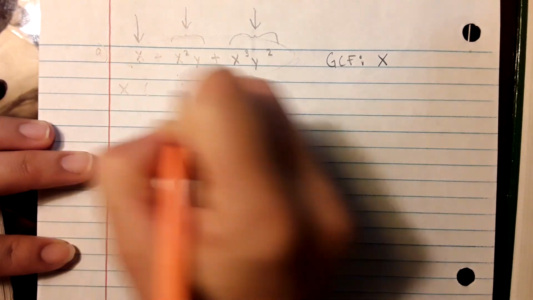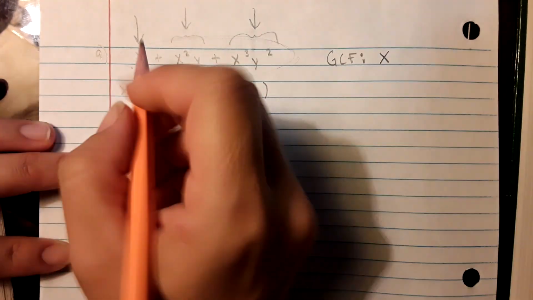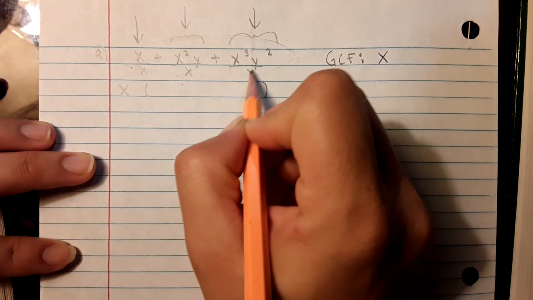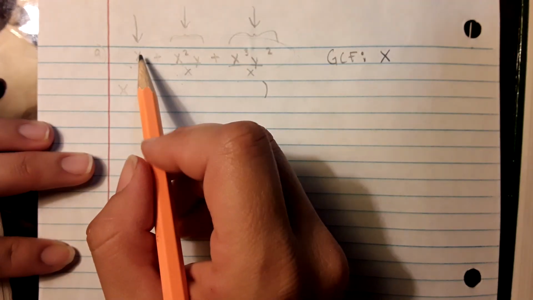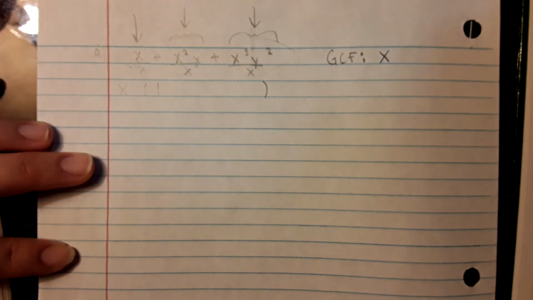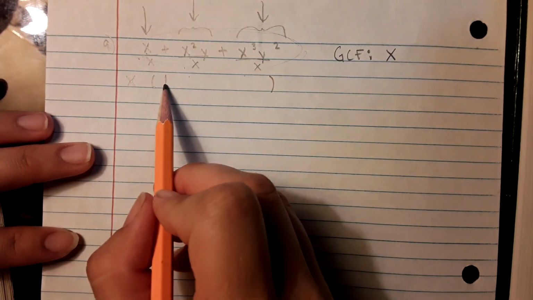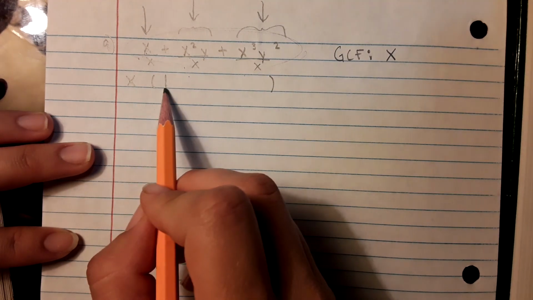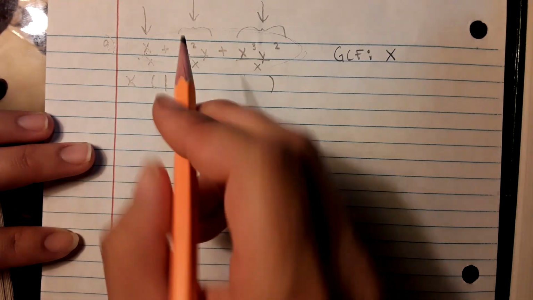I'll put x outside of parentheses, and I'm going to divide an x away from each of these terms. So x removed here will leave us with a 1. You always have to have a 1. When your GCF is exactly the same as a term, you're left with a 1 in your parentheses.